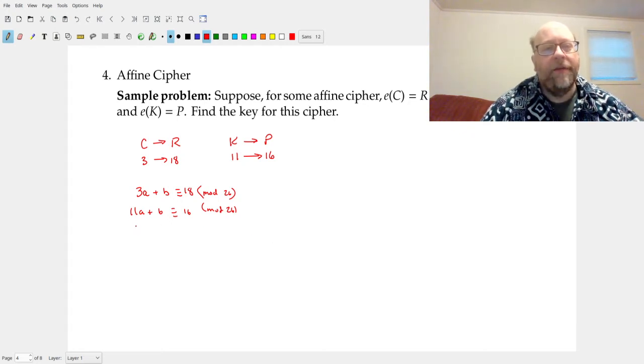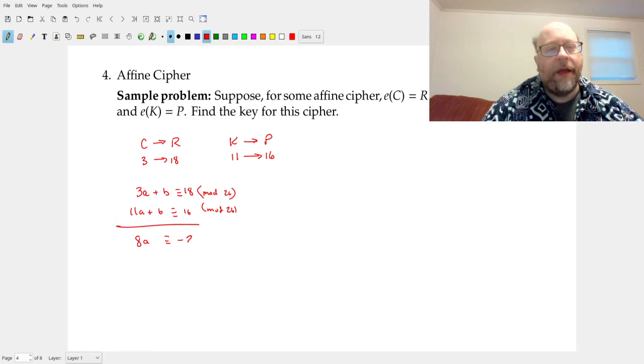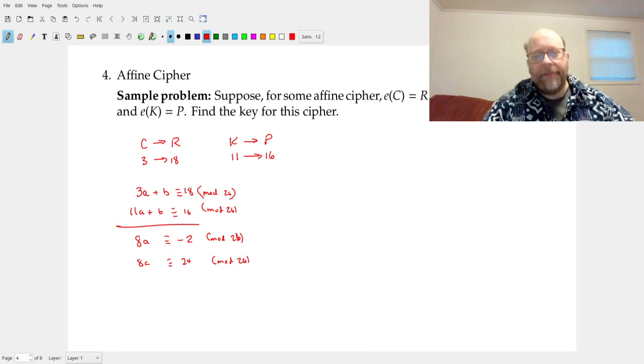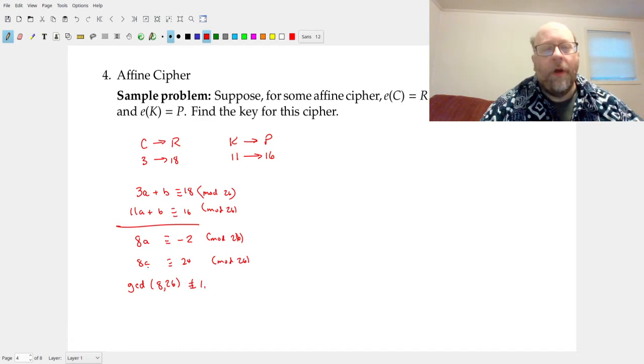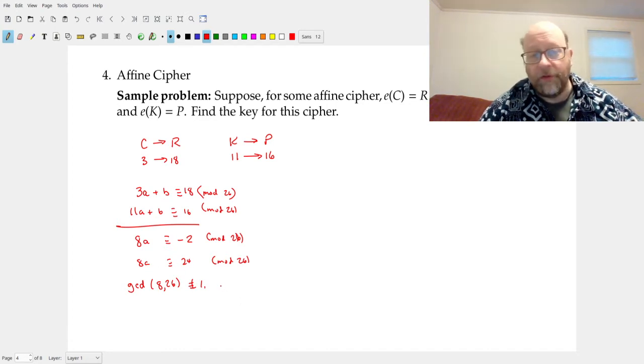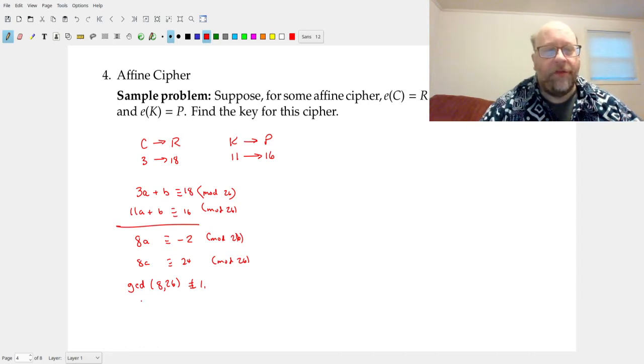All right, so if we subtract, what ends up happening here is that we get 8a is congruent to negative 2 mod 26, or 8a is congruent to 24 mod 26. Now, 8 is not relatively prime to 26. This is a problem. And so this congruence will either have no solutions or it will have multiple solutions. And in this case, it has multiple solutions. And one of them is 3. We can tell just by looking.